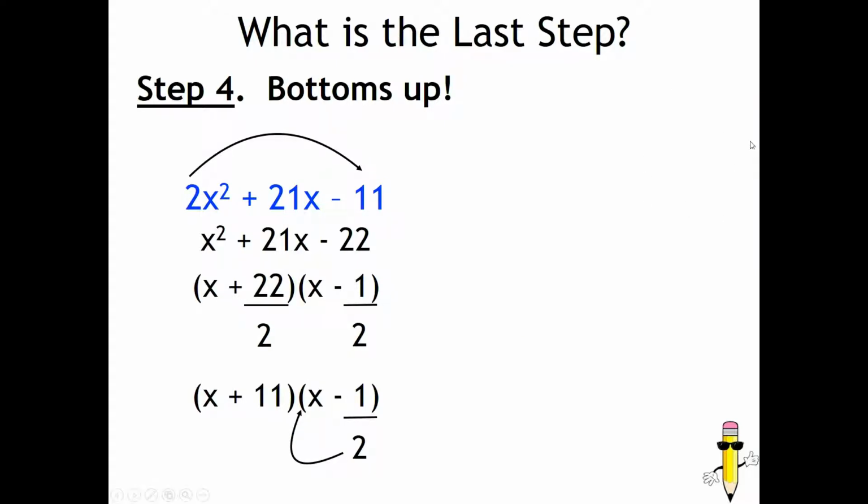So step 4 is called bottom up, which basically means that we're going to take the bottom number that we got and move it up. As you can see, this arrow is taking it, and it looks like it's going to be on the outside of parentheses, but it's not. It's actually going to be moved up with the 2x that you see right here. So if you have a fraction in this, that's how you're going to do that.